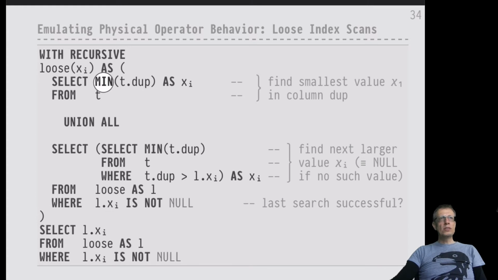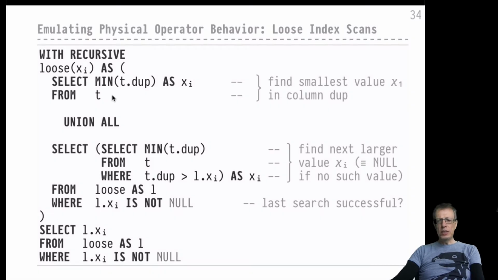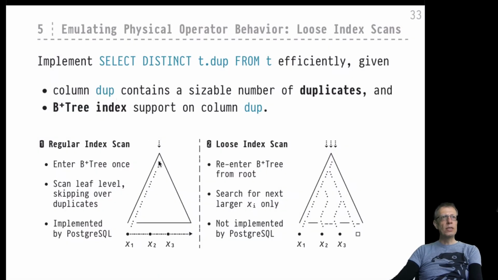So this search for the minimum TDUP value here indeed implements the traversal, or let's go over to the left hand side, we are doing loose index scan. This will indeed implement the traversal of this leftmost path here to find the value x1. All right.